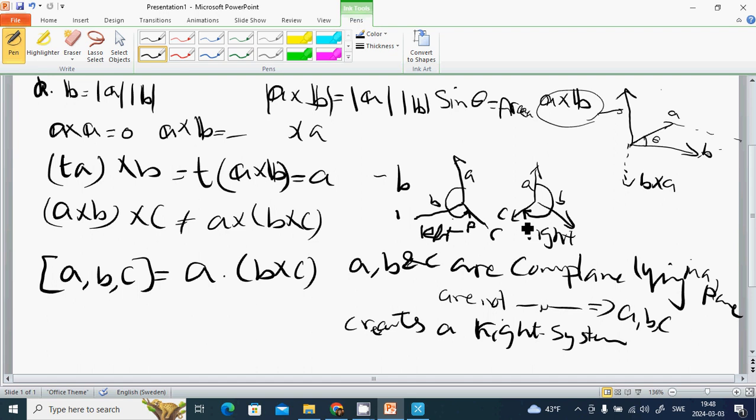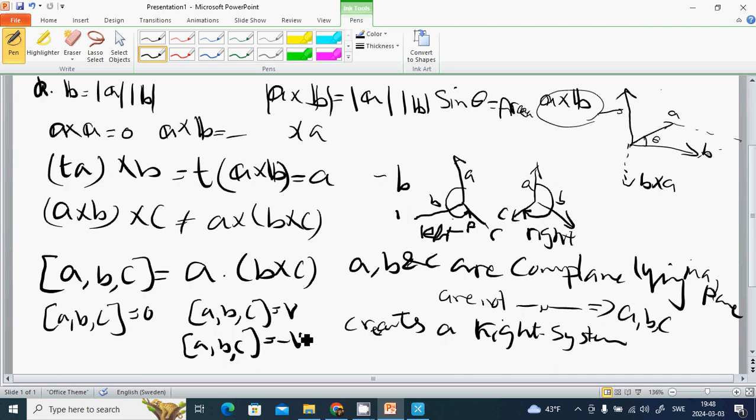And in coplanar case, A, B, C is zero. If A, B, C are coplanar, and if they are in the right system, then A, B, C equals V, and otherwise A, B, C equals minus V, where V is the volume.